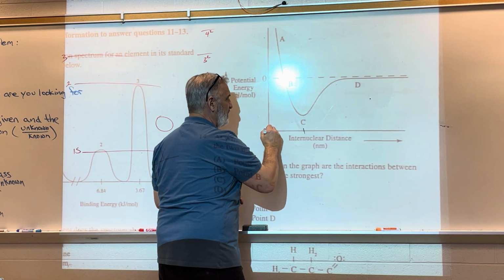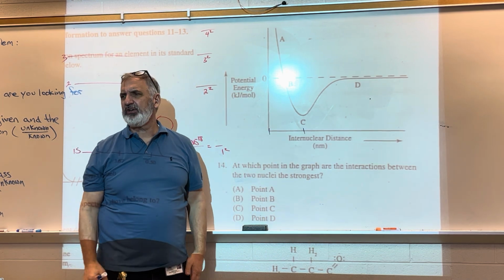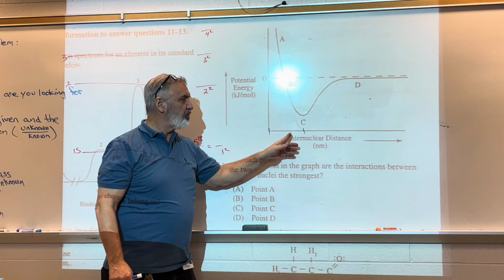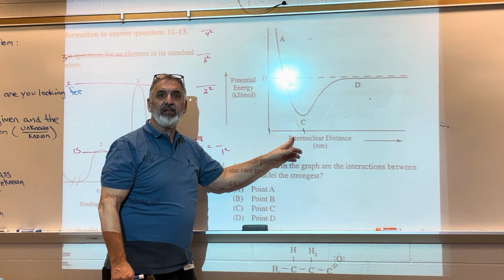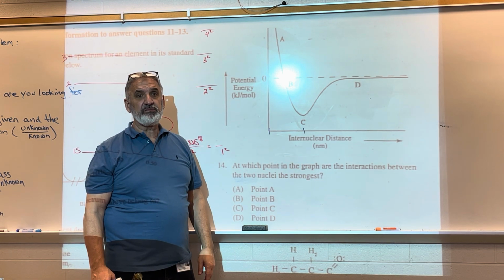Another question would be, what would be the bond length? I think we did one of these on a practice test, maybe a Princeton Review. The bond length is this distance, but it's not labeled on this one. The book says the most interactions are at A.